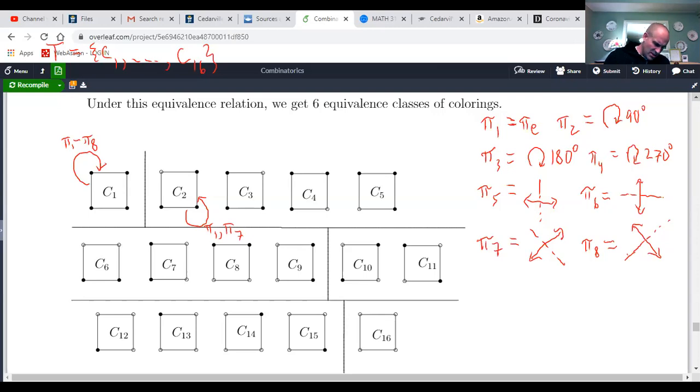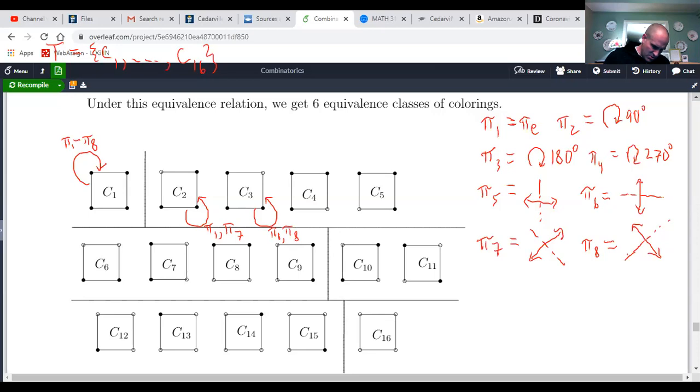So what about C3? Let's think carefully about C3. What happens with C3? What things fix that? Well, pi 8 fixes it, and so does the identity, right? So pi 1 and pi 8 both fix this.